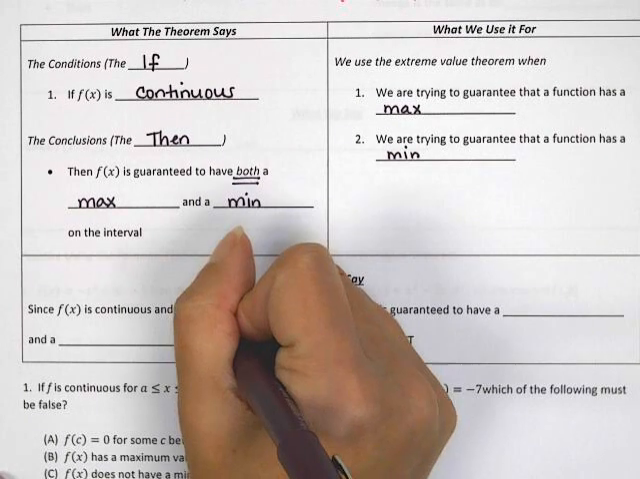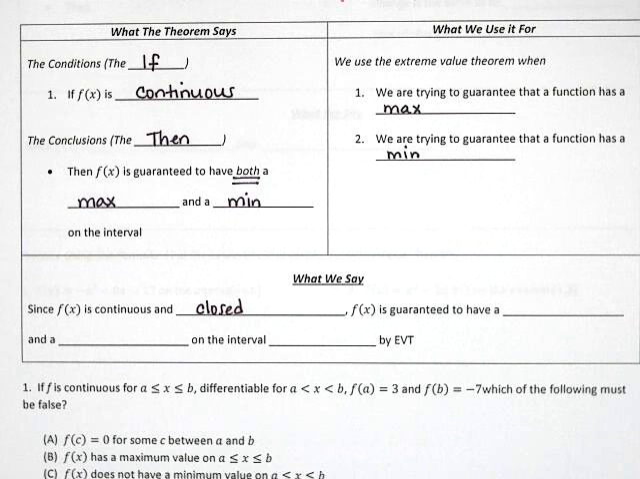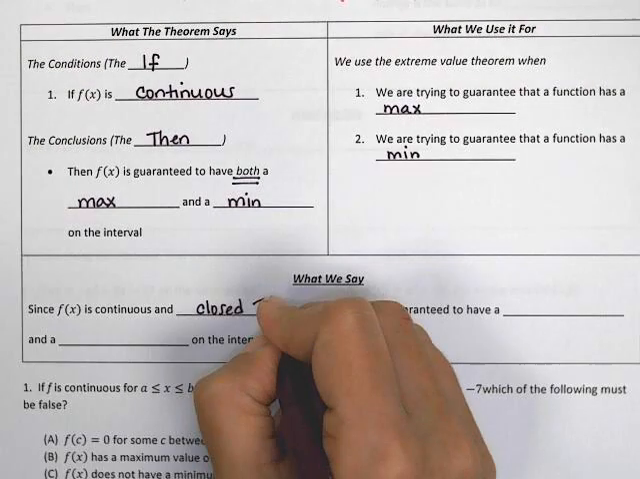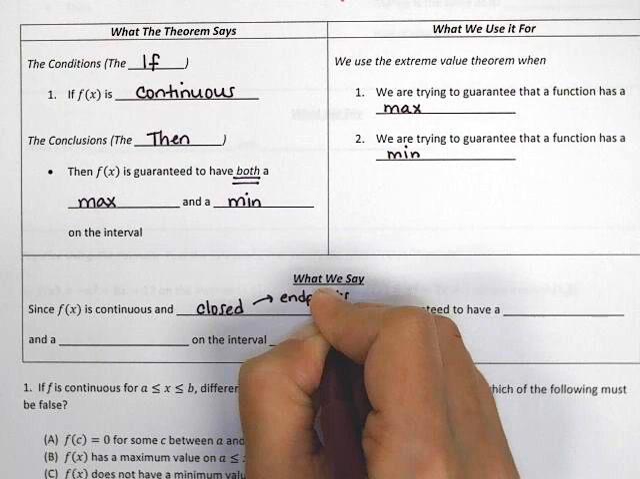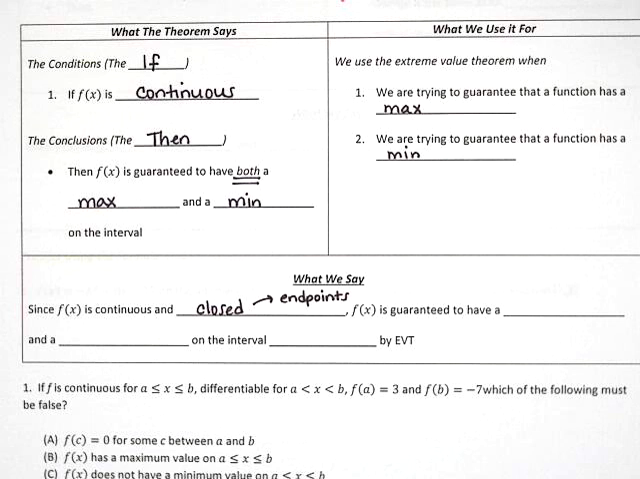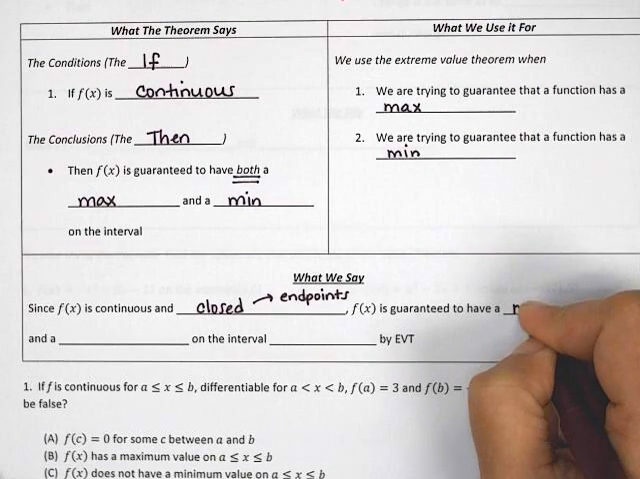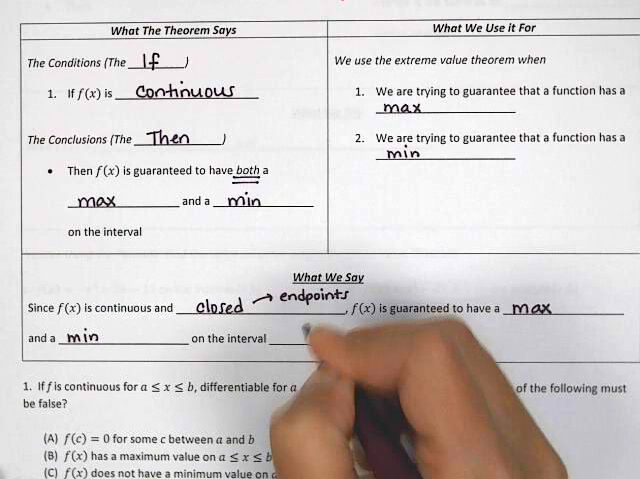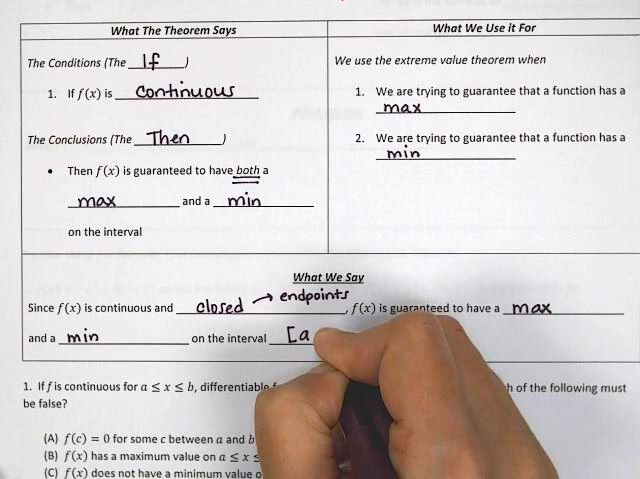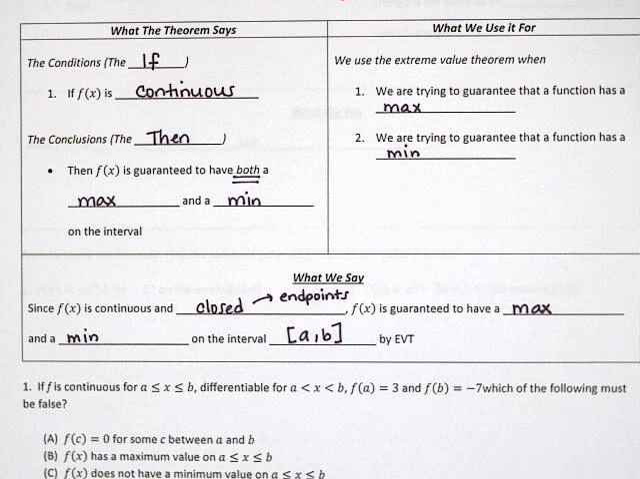closed, I'm sorry, I forgot what word I meant to write there. f of x is continuous and closed. And what we mean by closed is that it has endpoints. It doesn't just keep going on forever. f of x is guaranteed to have a max and a min on the interval by the extreme value theorem.